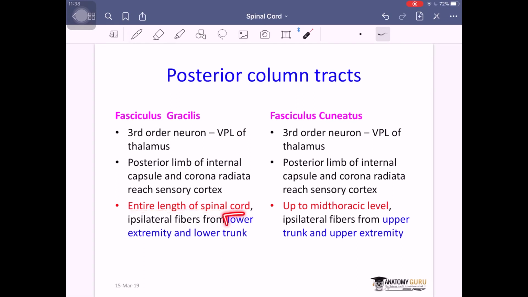The same way, this is extending the entire length. So this one is your lower trunk and your lower extremity. It is something like your volume 2, BDC volume 2. This is your BDC volume 1. So cuneatus is the upper part and gracilis is the lower part.